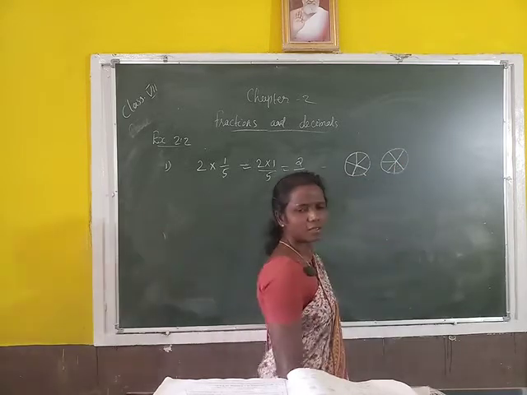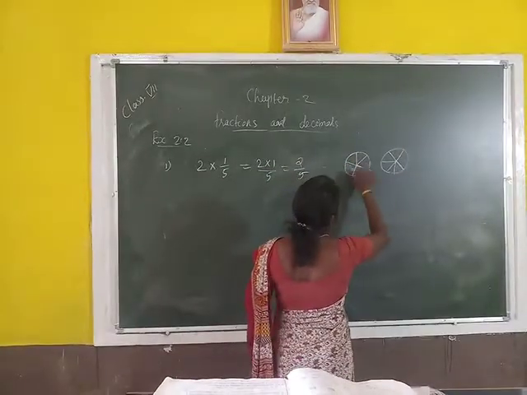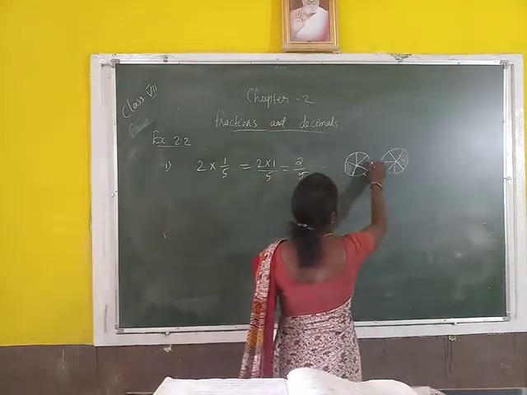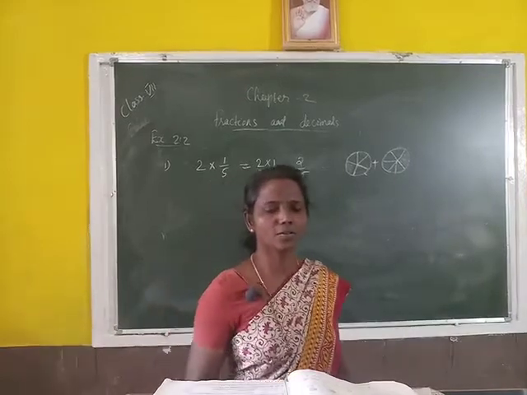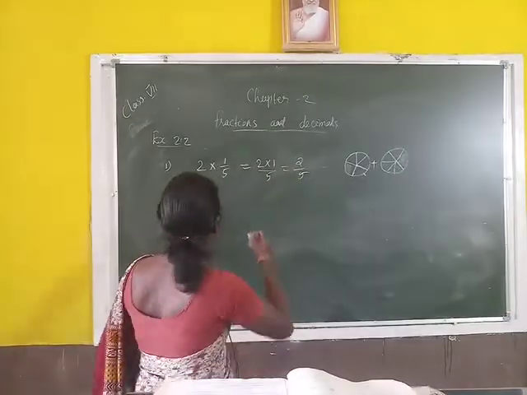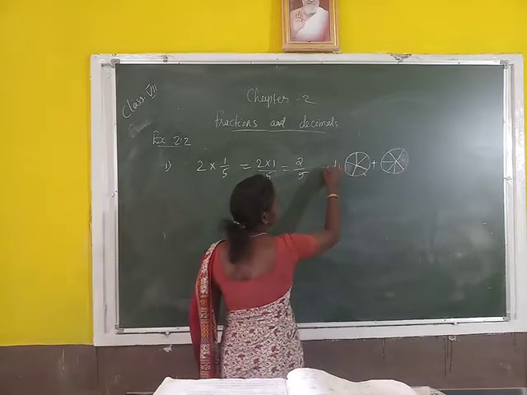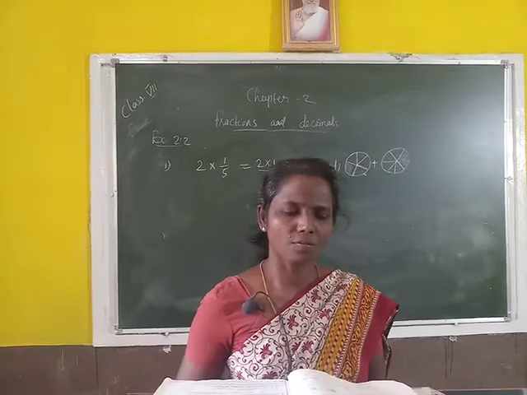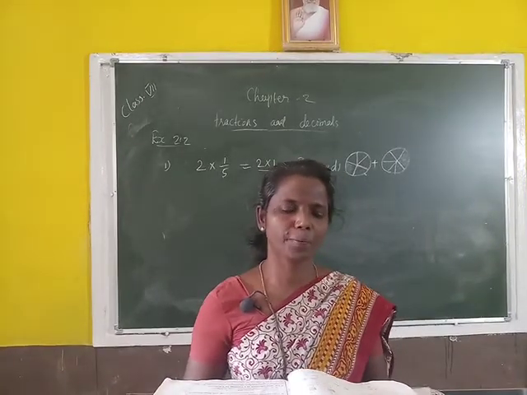This figure, the last figure D, how many parts? 2 parts shaded. So its answer is 2 by 5. Look at the first answer: which figure? Figure D. Then how many questions? Look, 2, 3, 4. You find them out, it's a match the pair.